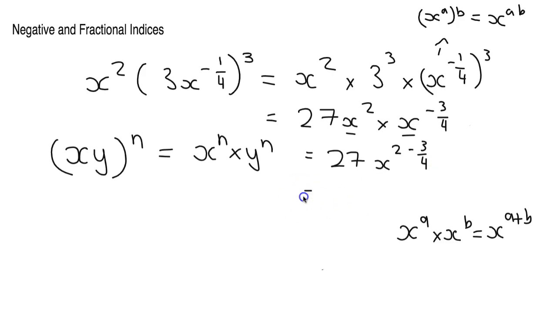That's going to become 27x to the, you could do it this way, 8 over 4. So that's the same as 2 minus 3 over 4. And then that's simply going to be 27x to the 5 over 4.